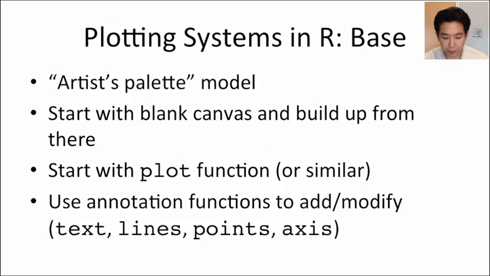So we have a mapping from data to aesthetics, geometric objects, we have statistics, and we have a coordinate system. So before I get specifically to how ggplot2 works, I think it's nice to put it in the context of what we've talked about so far in R.